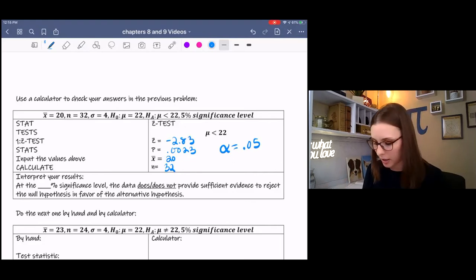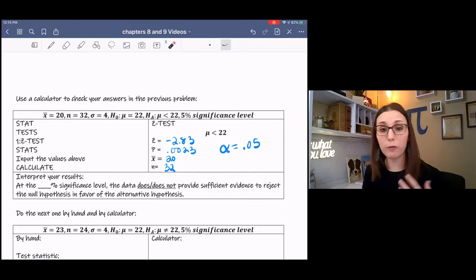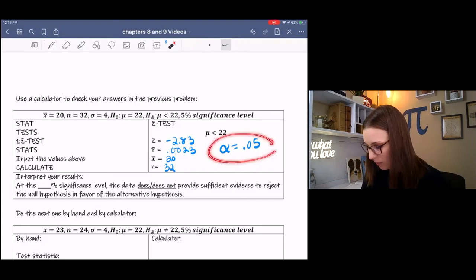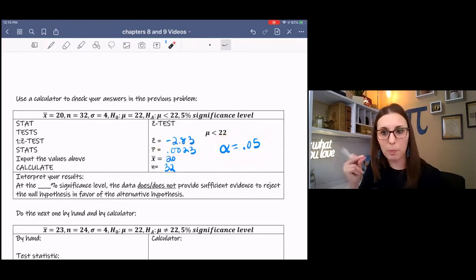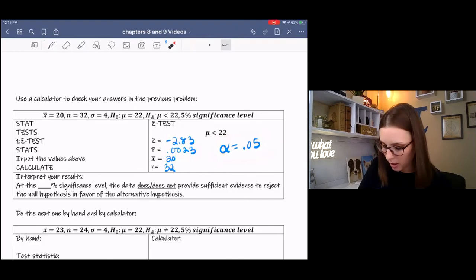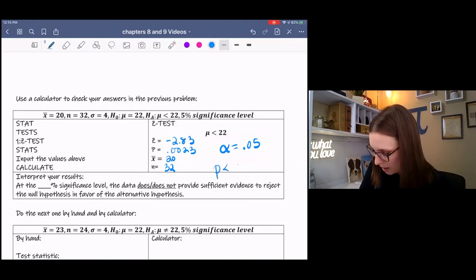This is the reason I stated in one of my previous videos that I prefer the p-value, because we know the significance level and we're given the p-value from the calculator, and boom, you can compare it right there. If p is less than alpha, you reject. And I feel like it's faster.